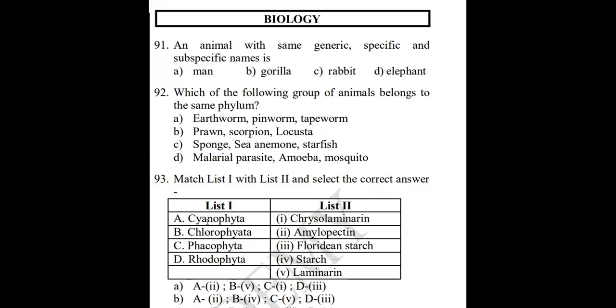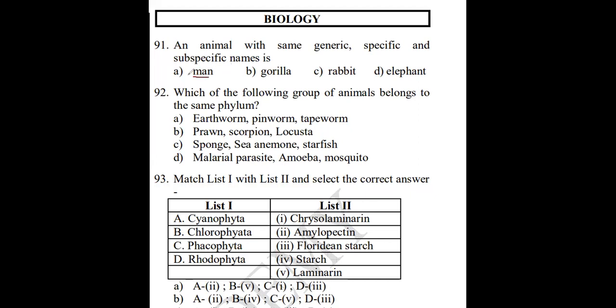So let's see the question and we'll see the answers also. The first question is: an animal with the same generic name, a specific name, and a subspecific name. We have to find out. So before going, we have to know the scientific name of man, gorilla, rabbit, and elephant.